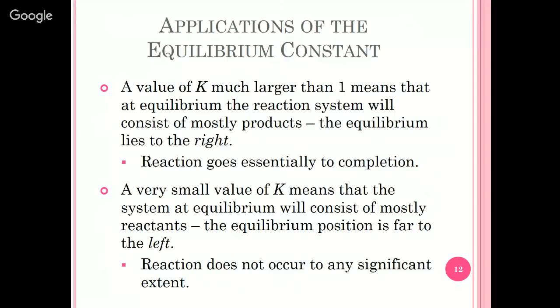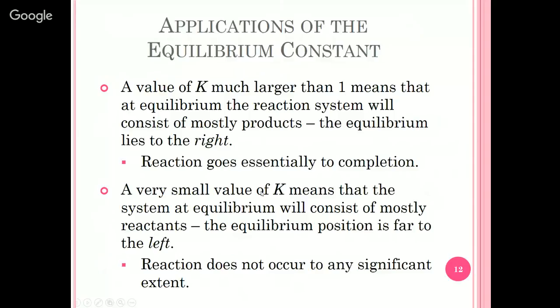So, applications of the equilibrium constant. What is the magnitude of K tell us about a specific reaction? When our value of K is much larger than 1, above 10 to the third, at least 10,000, our equilibrium lies mostly to the right, so we effectively see only products at equilibrium.